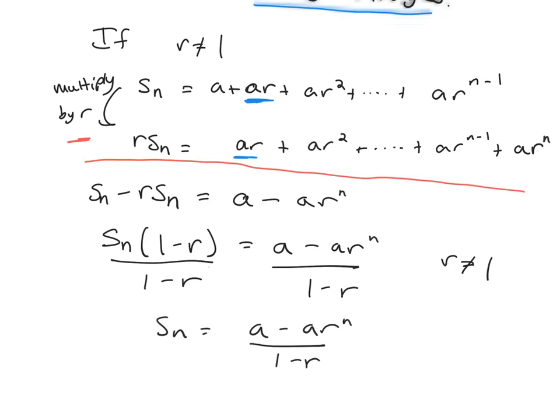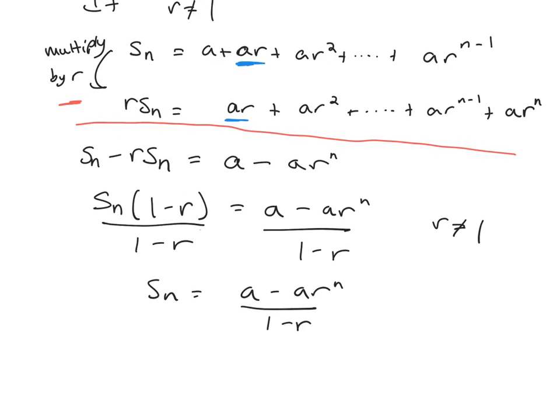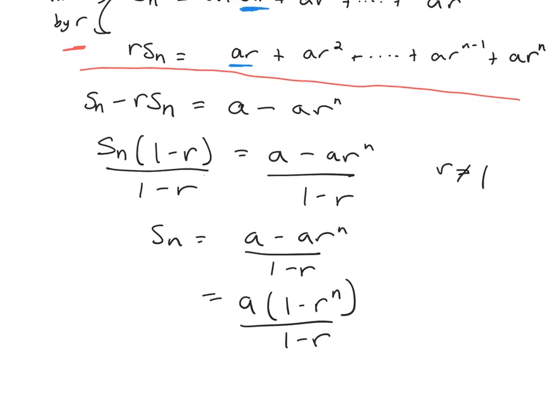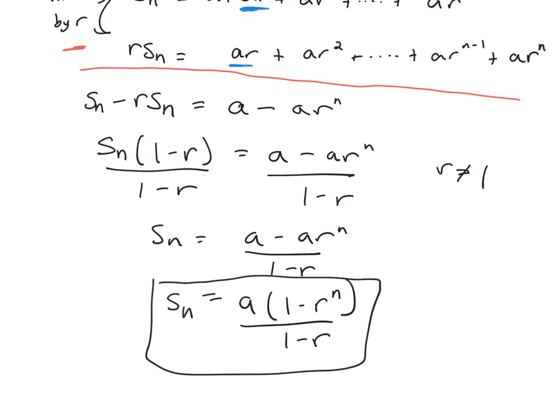So the last thing I'm going to do to make this formula look a little bit nicer is factor an a out of the numerator. And this is my formula for my partial sums. Which, remember, I said you can't always get a formula, but in this case, for a geometric series, we can.